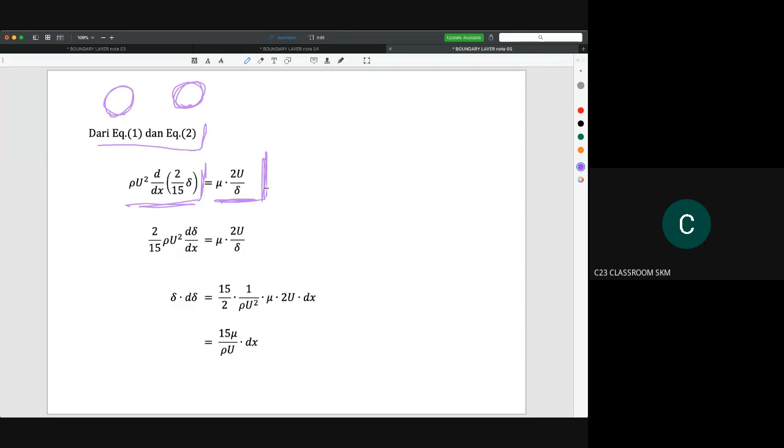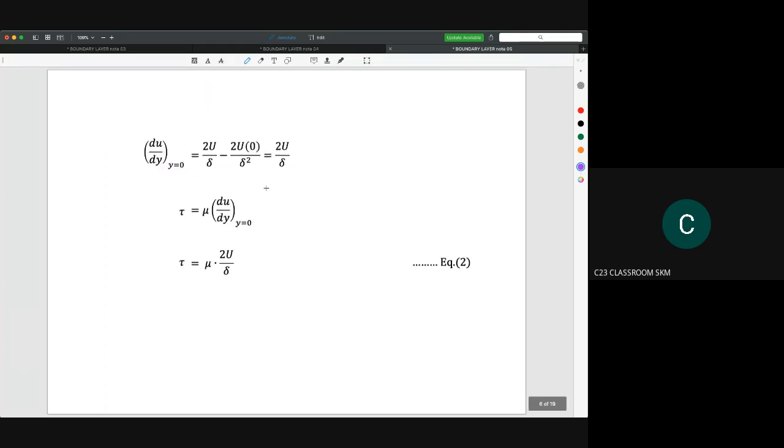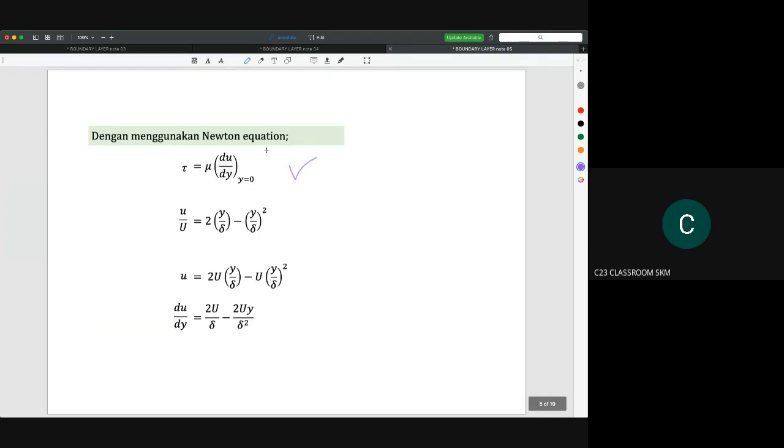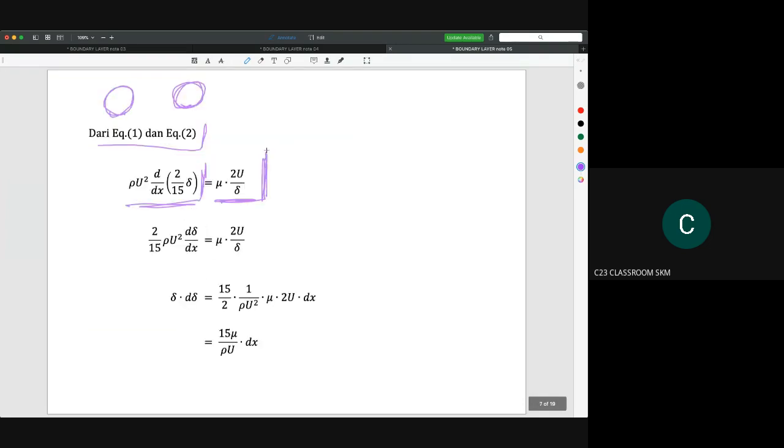We need to solve it because please remember the question. The question asks us to calculate the boundary layer thickness, and from this equation the boundary layer thickness is represented as delta. So our aim now is to find the equation of delta. Let's say we bring this 2 over 15 out from the bracket. So we have 2 over 15 rho u squared d delta dx and mu 2u over delta.